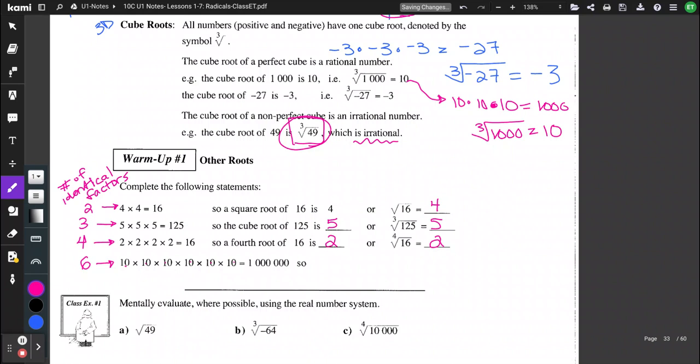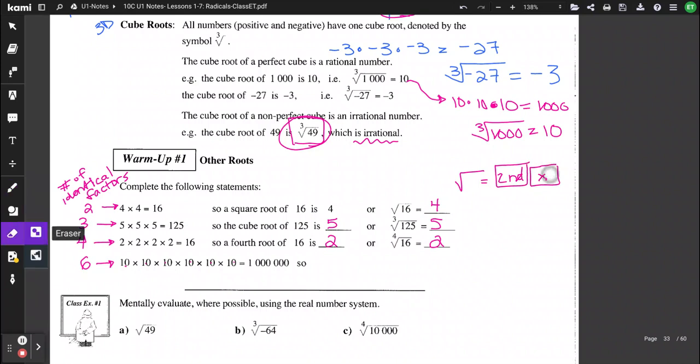Now on our calculators, we know how to bring up square root and cube root. For a square root, we're going to hit second, x squared. Those are the buttons we have to hit for a square root. If I want cube root, I'm going to hit math, then number 4, and then enter. That'll bring up my cube root sign.